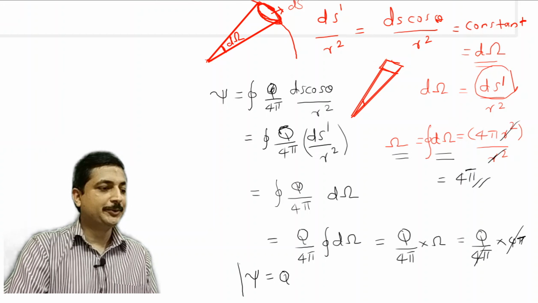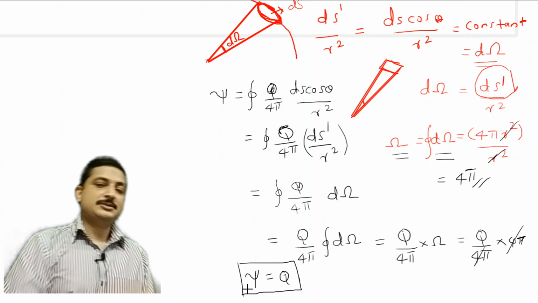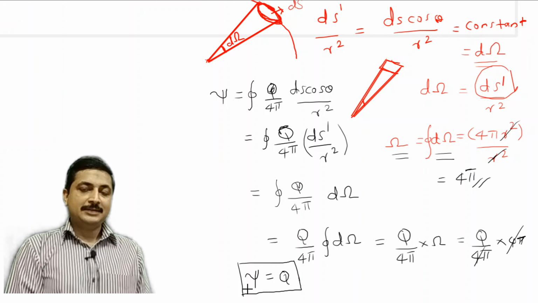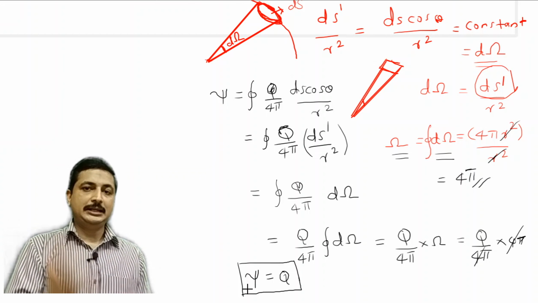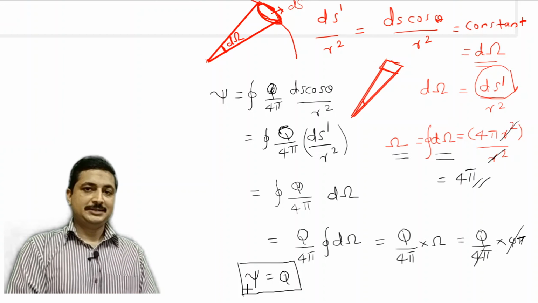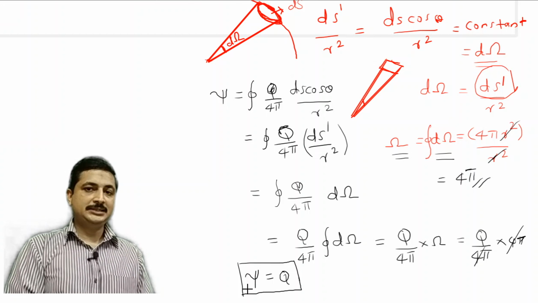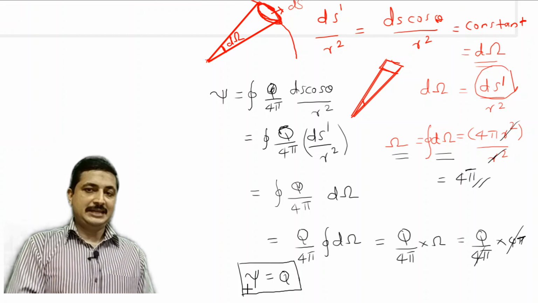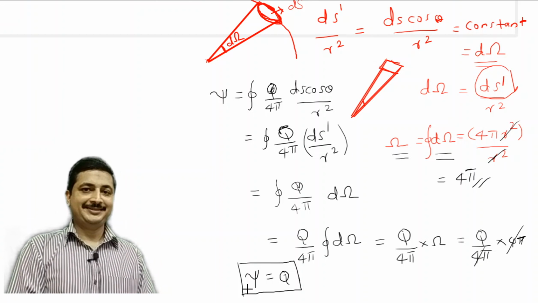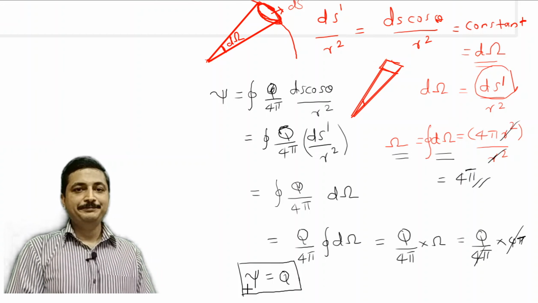So I proved Gauss's law using the idea of solid angle. What does Gauss's law state? Gauss's law says that the total electric flux is equal to the total charge inside the closed surface. Is it not? That means the total electric flux is psi and the total charge is Q. So psi is equal to Q. So we have proved it.